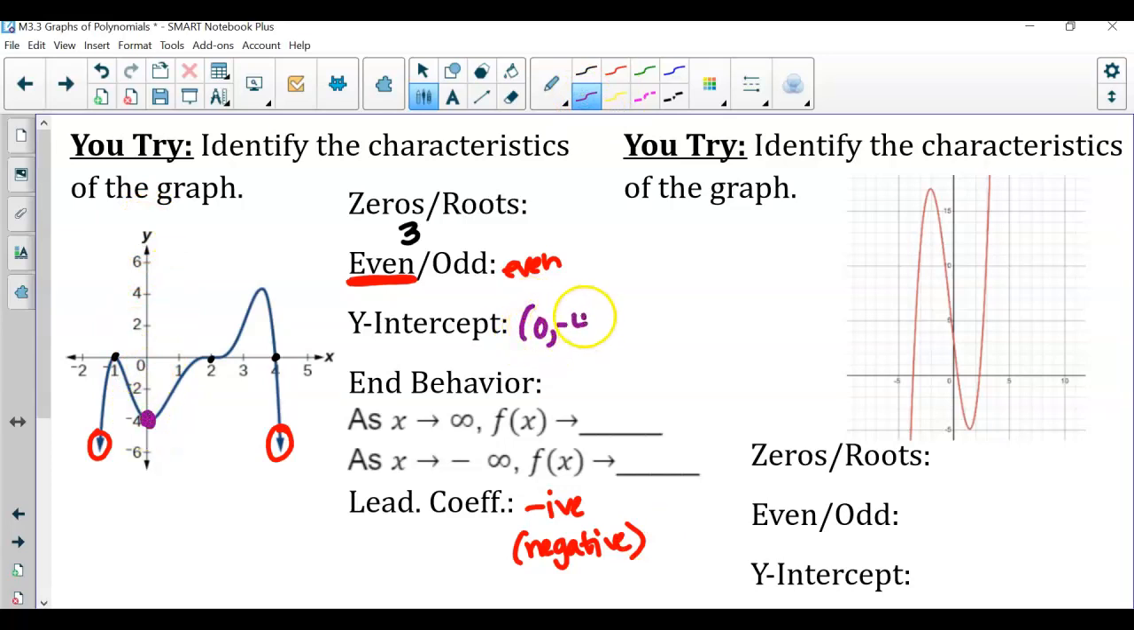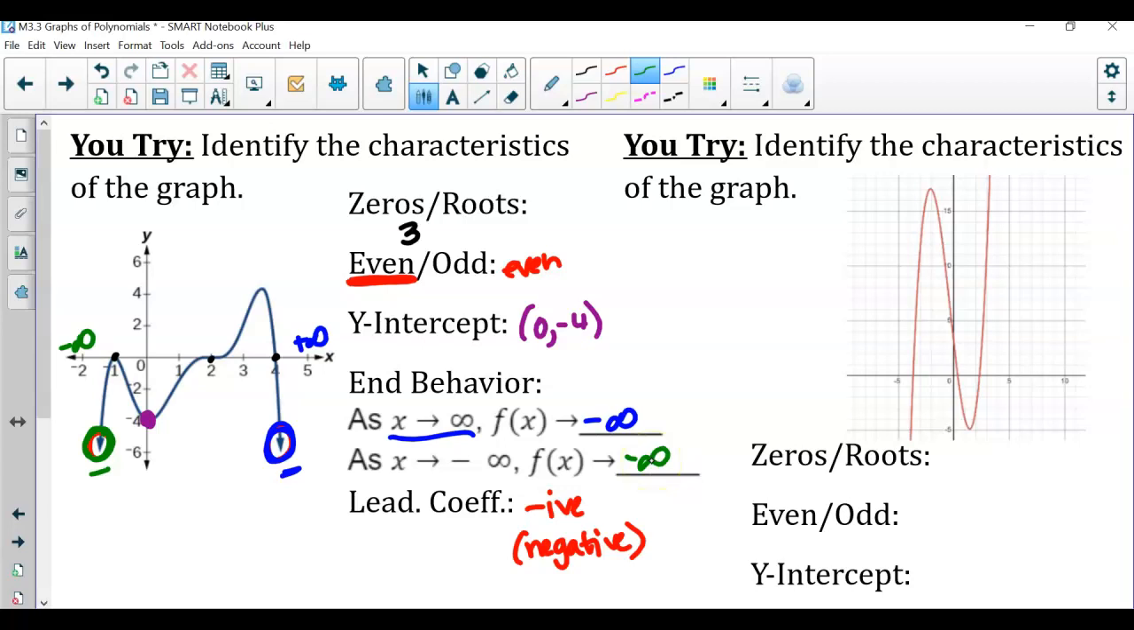Then our y-intercept is crossing here at -4. So 0, -4. Now the end behavior, here we go. As x approaches positive infinity, as we're going to the right, the end is going down towards negative infinity. Then as our x's are going to the negative, the end is also going down to negative infinity, our y values.